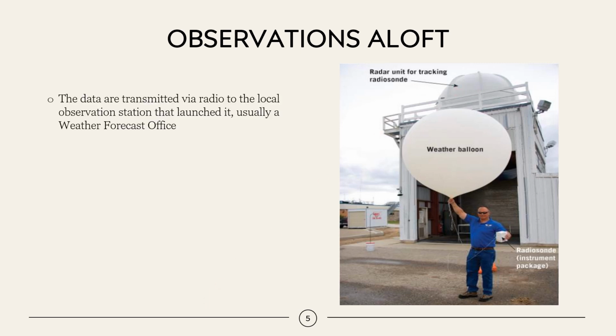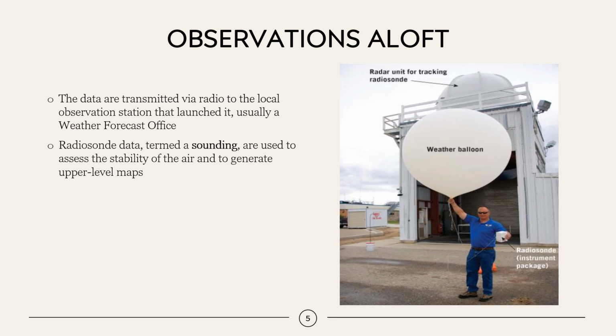The data are transmitted via radio to the local observation station that launched it, and usually a weather forecast office, of course. And this radiosonde data is termed a sounding and is used to assess the stability of the air and to generate upper level maps.